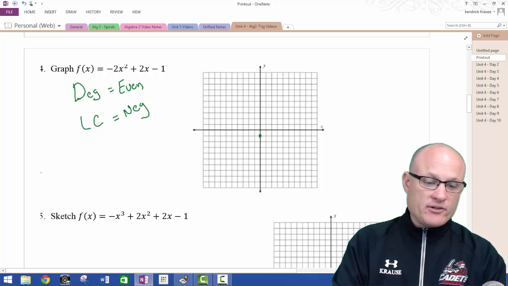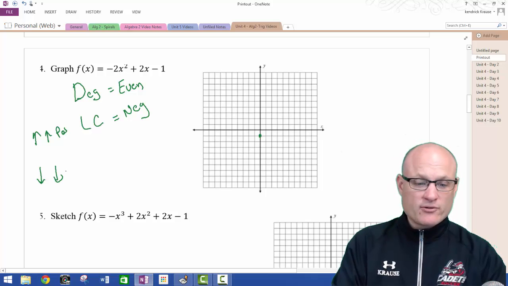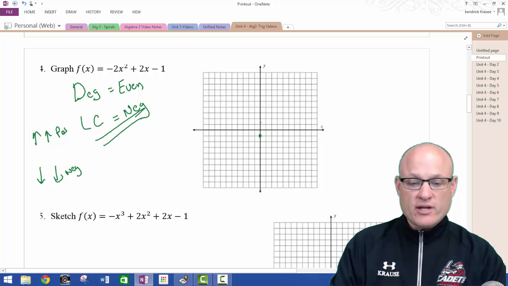So even means it's either going to go down in both directions or up in both directions. If it goes up, that means the leading coefficient is positive. If it goes down in both directions, that means the leading coefficient is negative. Well, since my leading coefficient in this problem is negative, that means it's going to be coming down. So quick sketch, and that's all I need to look for.